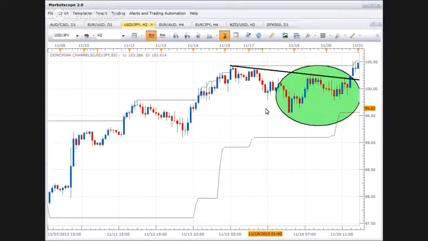So Walker, once you're in some of these live trades, how do you go about managing them?